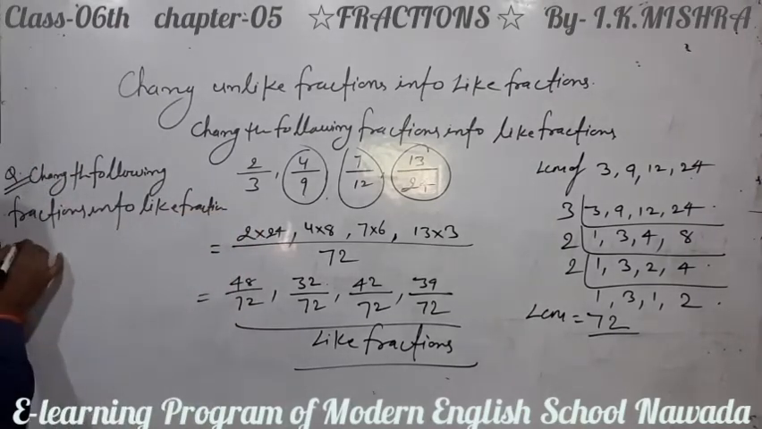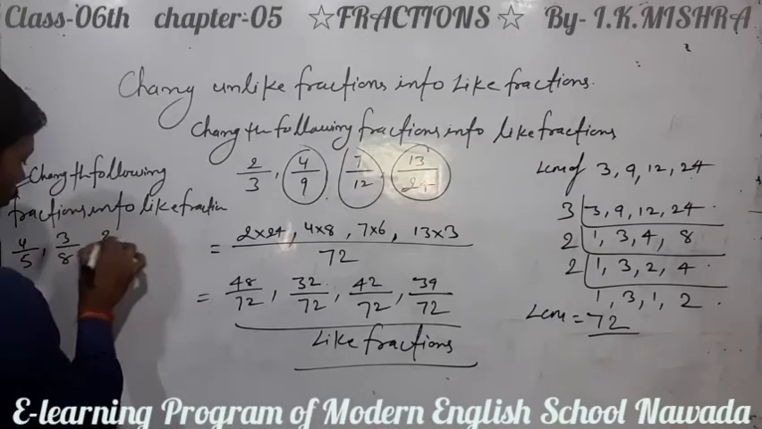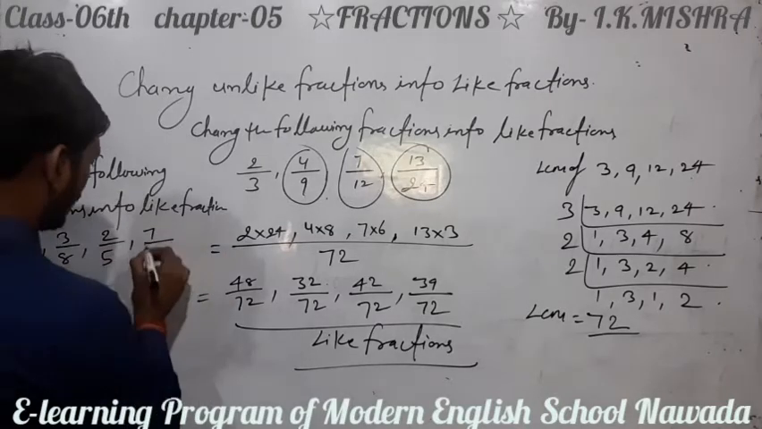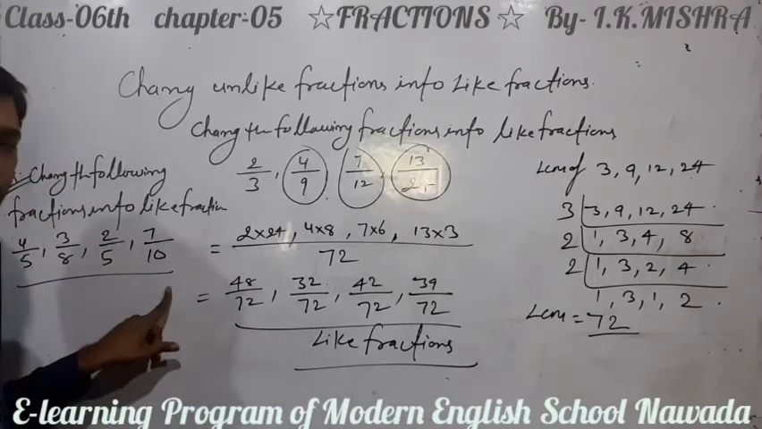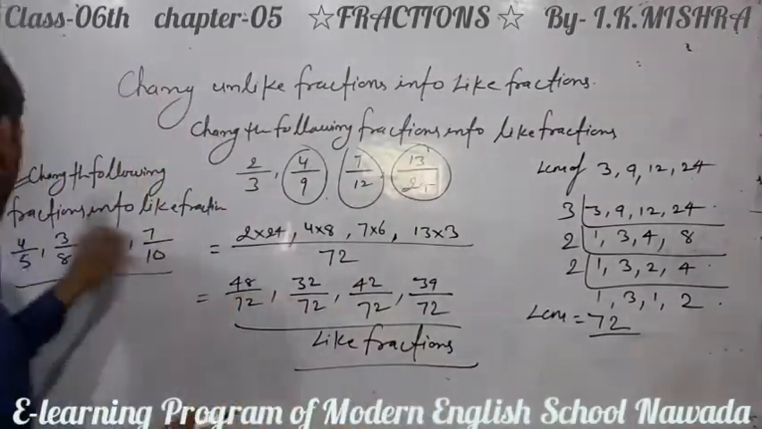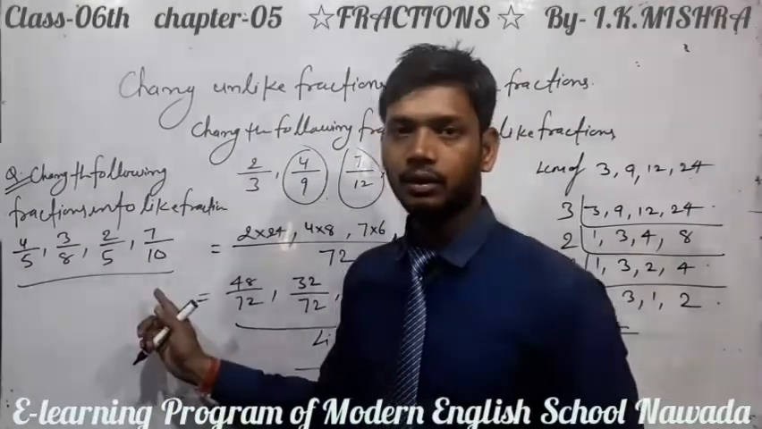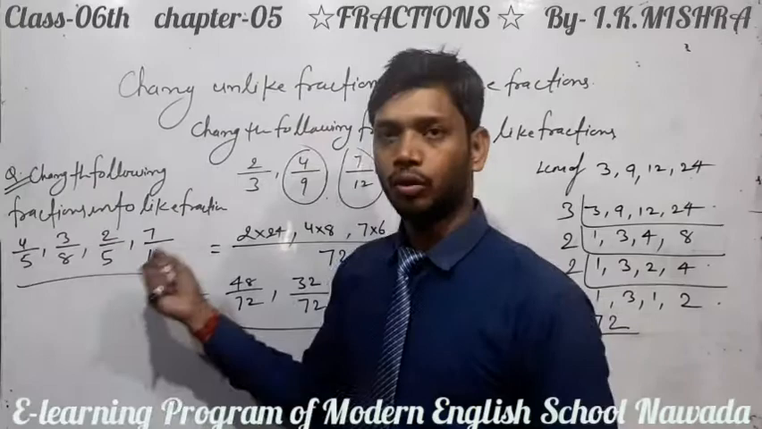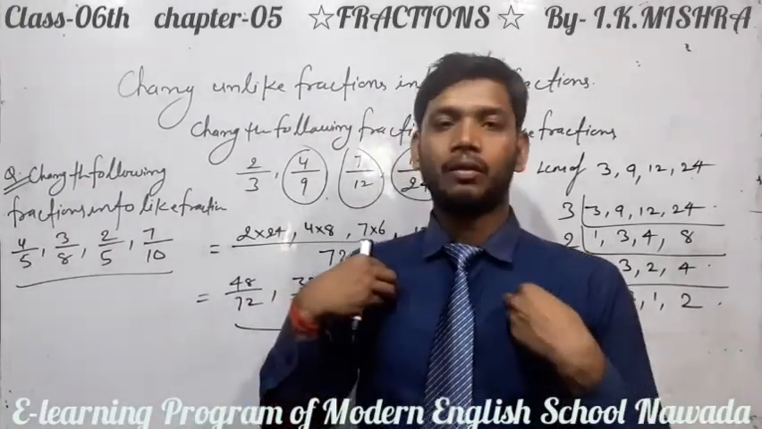Here I write 4 by 5, 3 by 8, 2 by 5, 7 by 10. Here I write, students, some fractions and you have to change into like fractions. All of these are unlike fractions. So you have to change unlike fractions into like fractions by yourself. And if you solve, then send me your answer on my WhatsApp number.